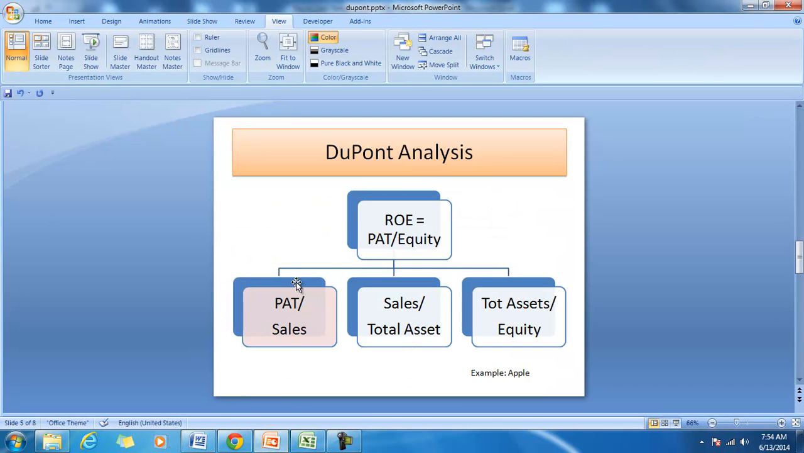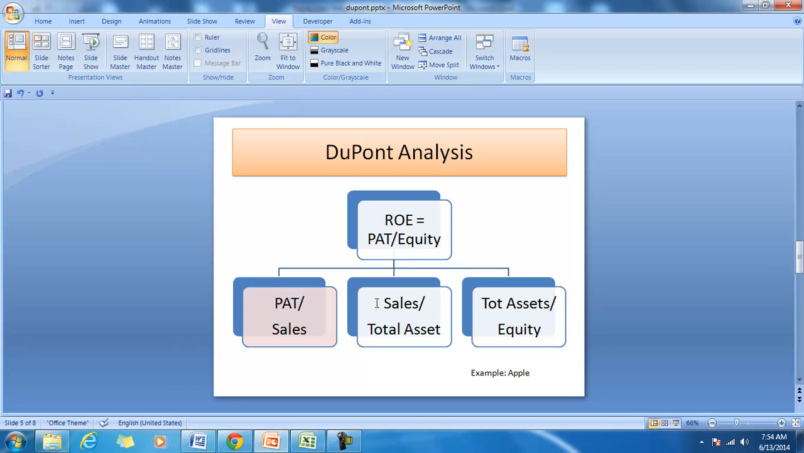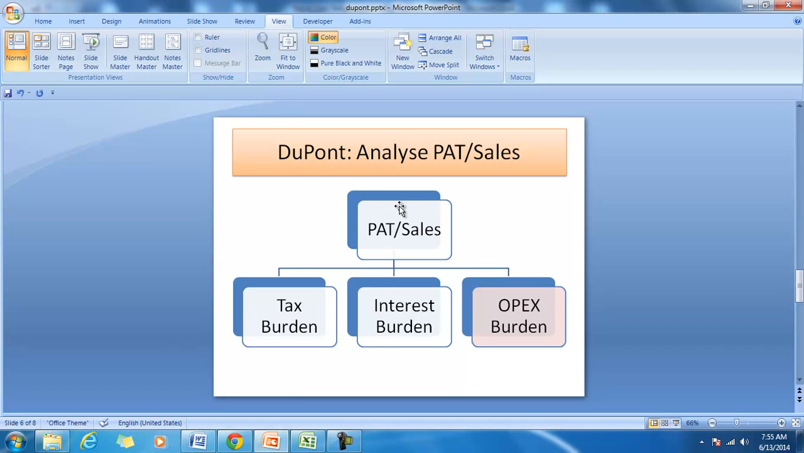So of these three, this PAT by sales, which is a reflection of profitability and of the operating efficiency of the company, let us analyze this further. So analysis of PAT by sales, which is a component of this overall ROI drivers. Now profit by sales is affected by the tax burden, the interest burden, or the OPEX burden. That means the PAT depends on the tax, interest and operating efficiency.